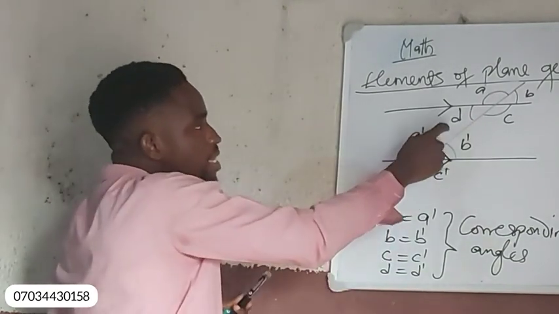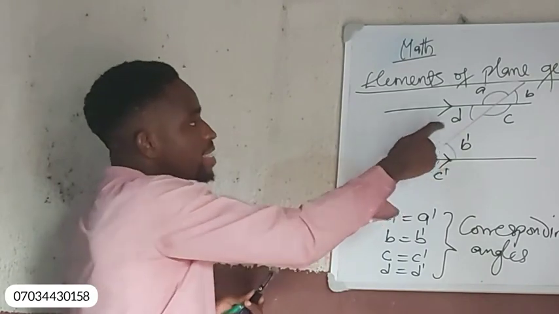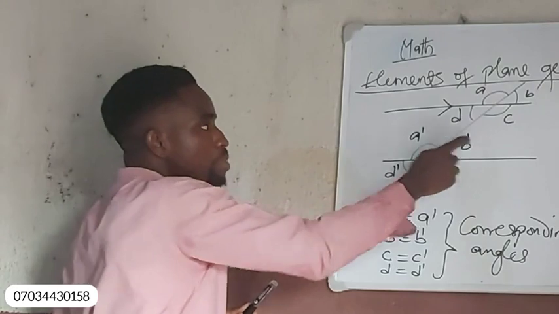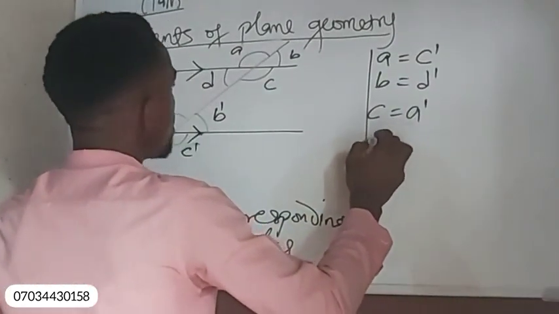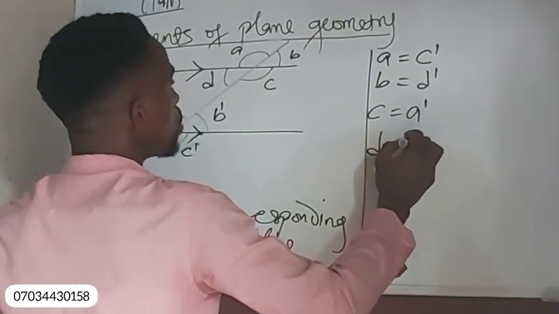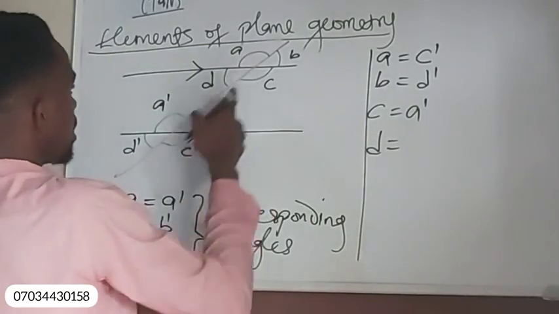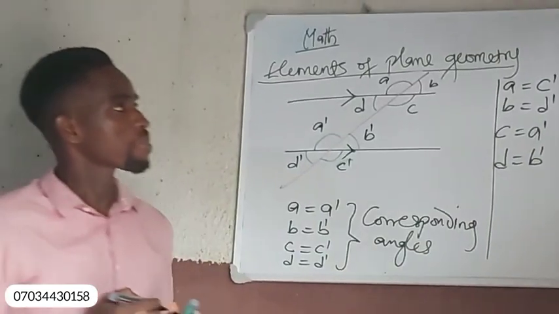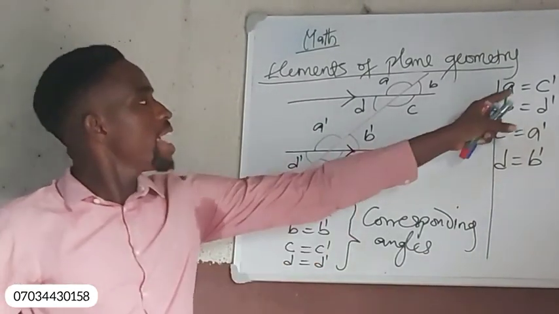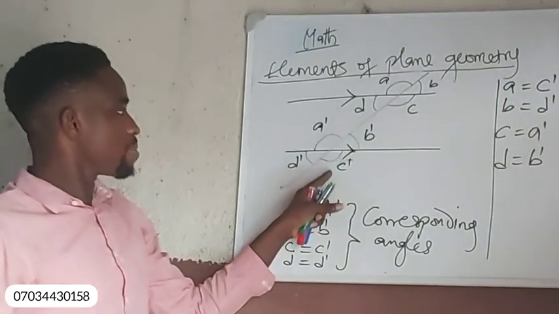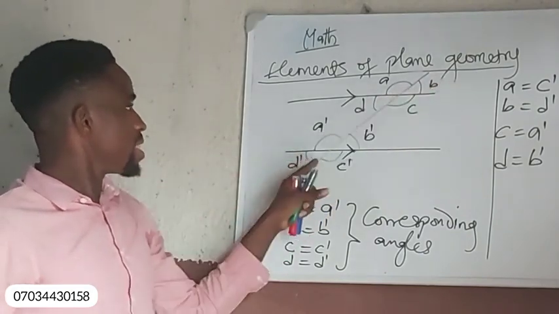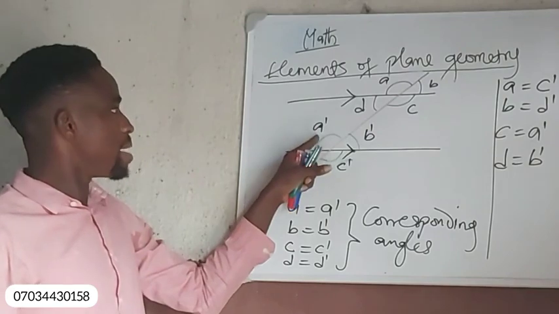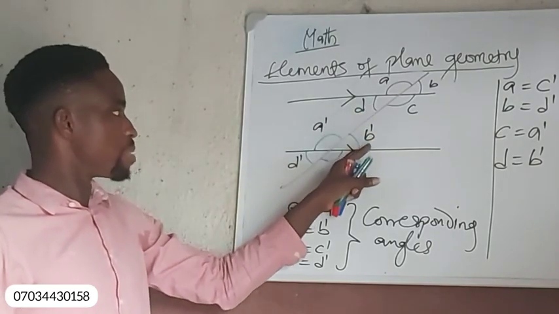Also, angle D will be equal to who again? D is equal to this guy, this D prime, and D prime is equal to B prime. So I can say that D is equal to B prime. So angle A is C prime, B is D prime, C is A prime, and then D is B prime.